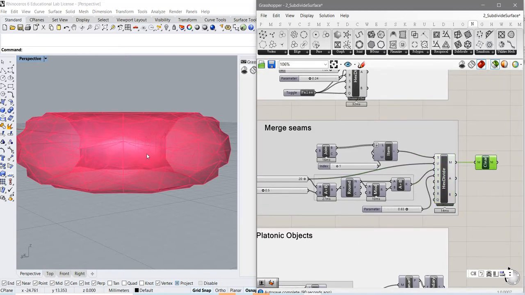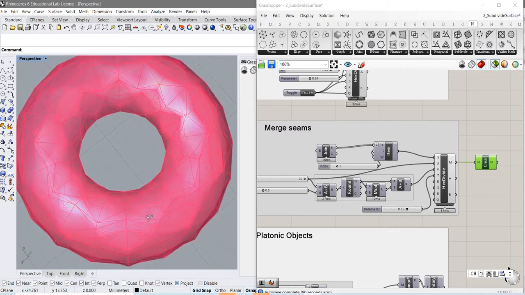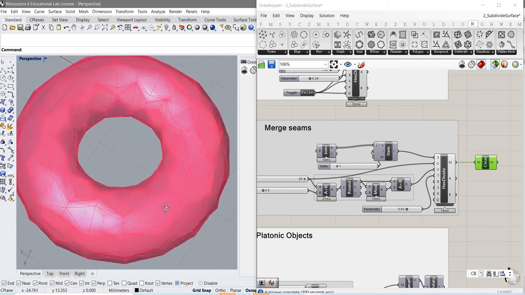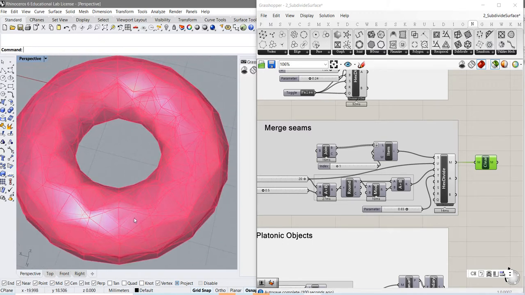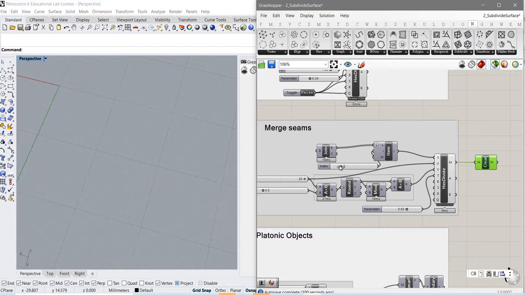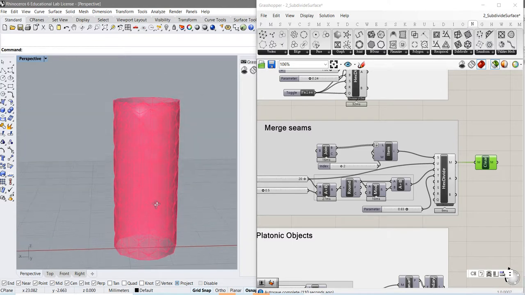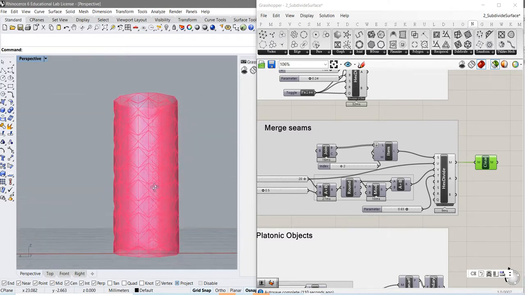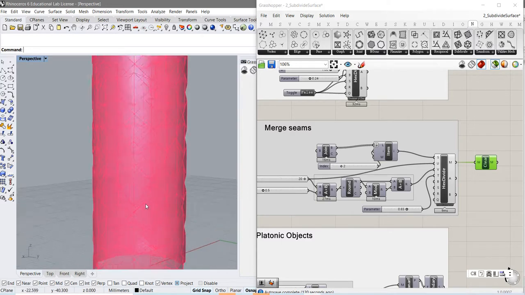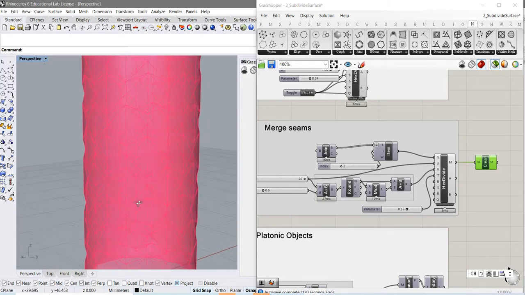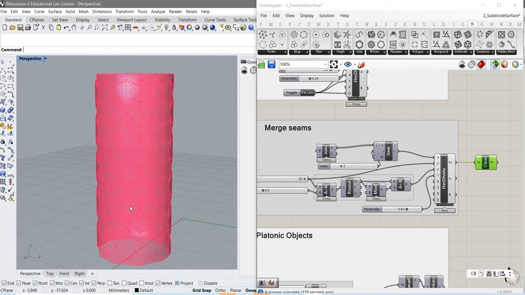If you show the subdivisions, then you see that each of these hexagons consists of 1, 2, 3, 4, 5, 6 triangles. And let's take a look at another example. This one is a cylinder. If you look at the side, you see this indentation of the boundary. It's because it tries to use this kind of concave hexagon.